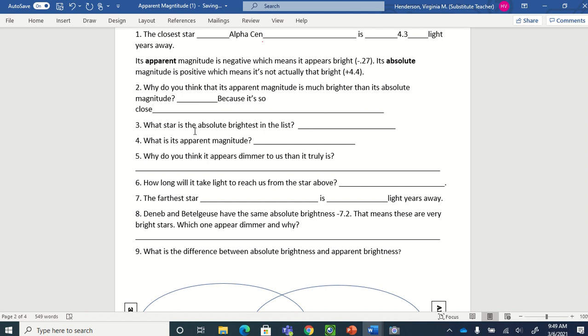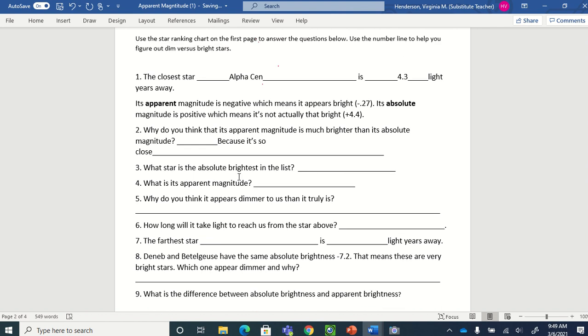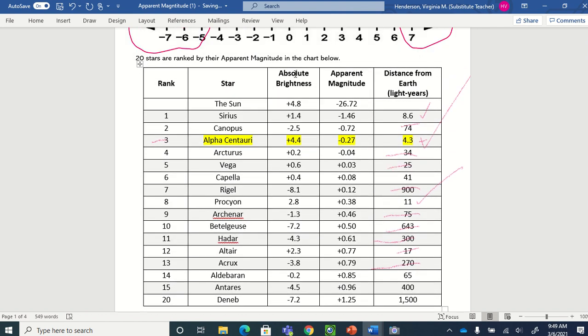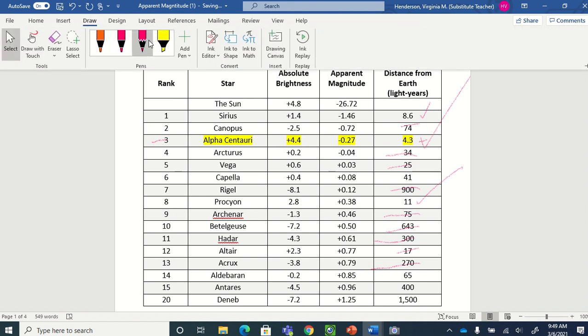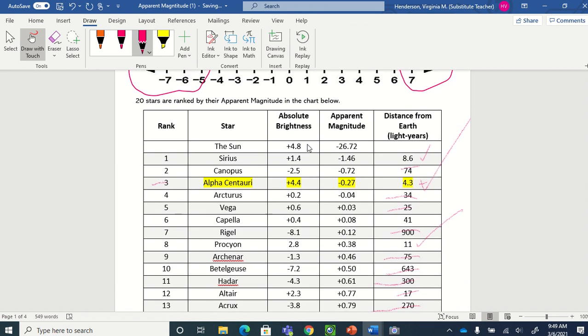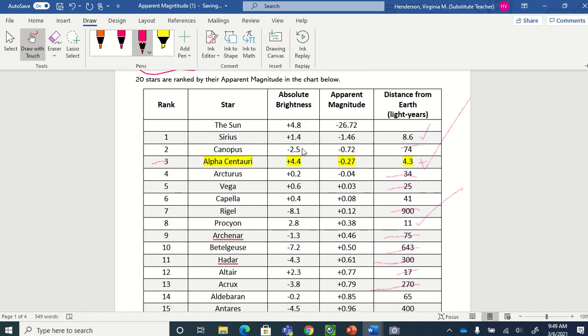What star is absolute brightest? Which one's the brightest star? So we're going to find the brightest star. So here's the brightness. And once again, I'm going to go back in here to my draw tool. I'm going to choose my pink pen again, and I'm going to go down the list. So which one's brighter? Now remember, the higher the negative number, the brighter the star. So this is a positive. That's a no-go. Well, that's a negative.